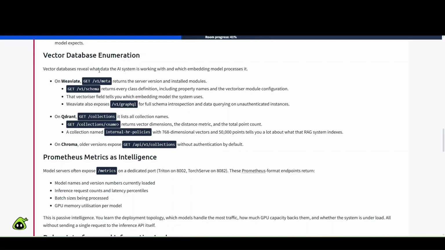Vector databases reveal what data the AI system is working with and which embedding model powers it. On Weaviate, GET /v1/meta returns a server version and installed modules. GET /v1/schema returns every class definition, including property names and the vectorizer model configuration. That vectorizer field tells you which embedding model the system uses. Weaviate also exposes /v1/graphql for full schema introspection and data querying on authenticated instances.